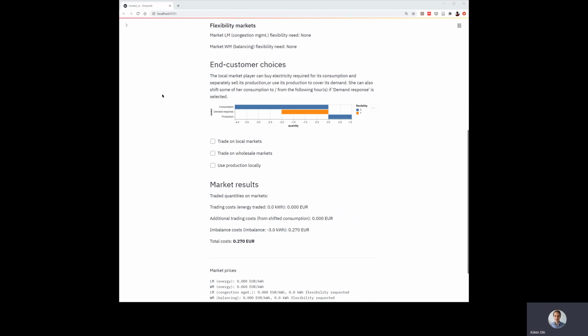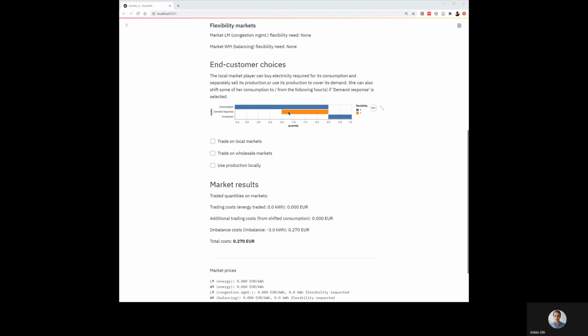Then we have the end customer choices. So what kind of resources are available for the end customer. In blue bars, we have the energy. On the top, we have 4 kilowatt hours of energy demand. And on the bottom bar, we have 1 kilowatt hour of energy production.